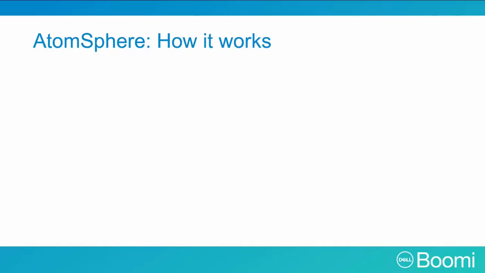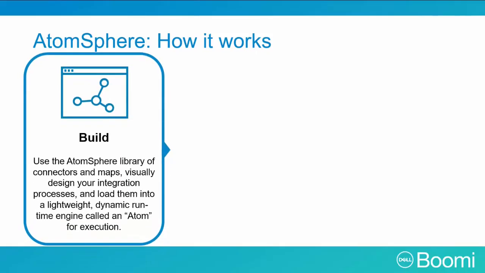Now back to the bigger picture. Configuring an AtomSphere integration is a simple three-step process. The first step is to build an integration. In the Build tab, using our Visio-like tool, you can drag and drop shapes to configure your integration for logic, validation, data cleansing, and transformation from source to destination systems.